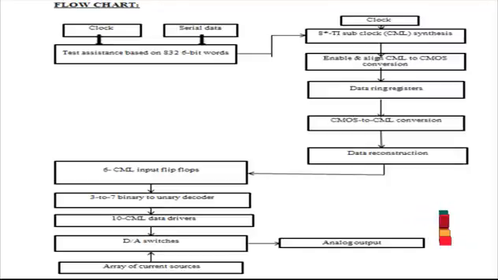Then the data reconstruction block follows. In this block, the data are reconstructed by using the mux block. It has 2 inputs and 1 selection line as input. In this data reconstruction, 6 mux blocks are used to reconstruct the given signal depending upon the selection signal. So finally, the given digital signal is converted into analog output.